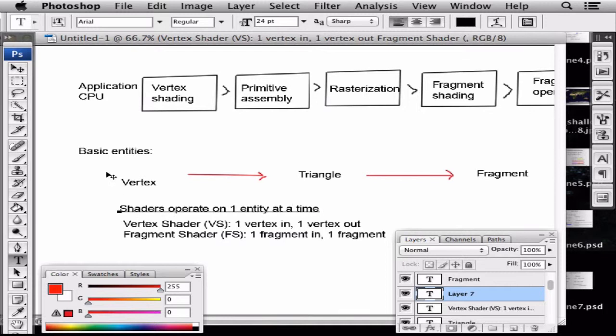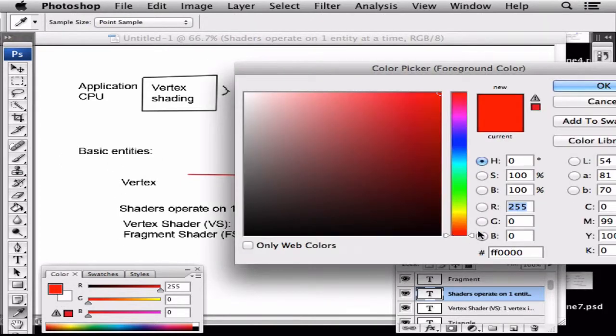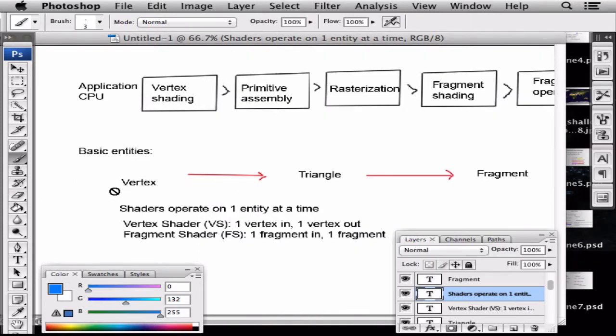This is also an important fact about shaders, and an important limitation about shaders, is that they can only work on one entity at a time. So, for instance, none of these normal types of shaders, vertex shaders and fragment shaders, can work on a triangle, because a triangle is not a single vertex; it's like 3 vertices. They only operate on one vertex at a time, and they can't see the other vertices at all.